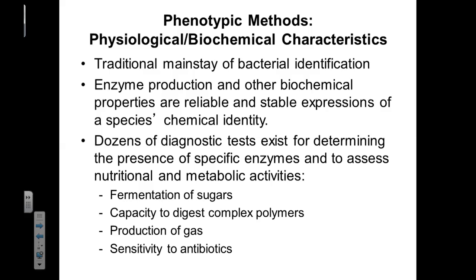Other traditional phenotypic methods include enzyme production or biochemical assays. A good example of this would be taking your bacterial sample and exposing it to a couple drops of hydrogen peroxide. Does it produce the catalase? So these enzyme productions that we can use simple biochemical assays for are still used fairly regularly because they're cheap, they're quick, they're easy, and they're reliable.